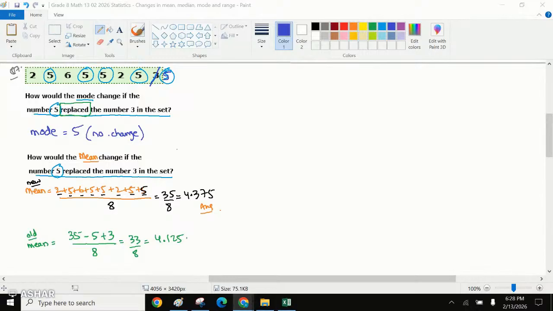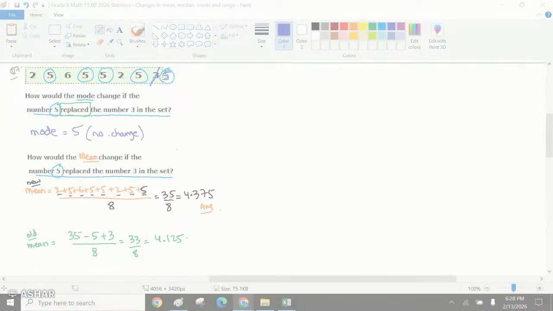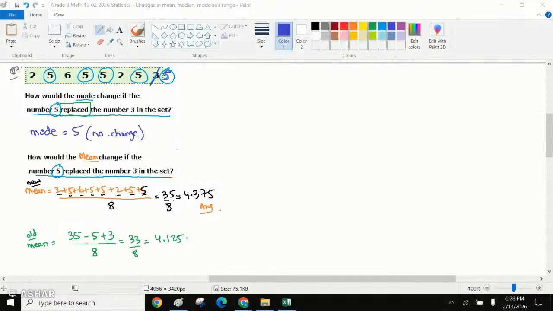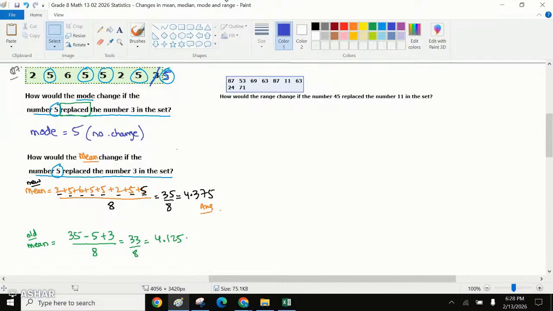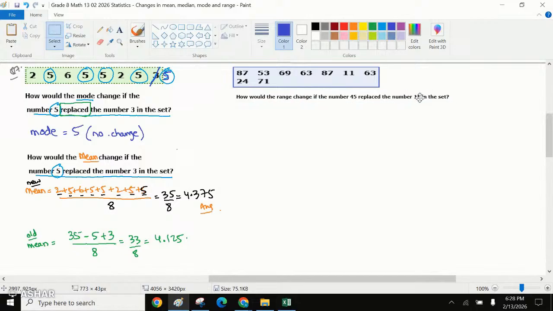For the next question, let's see what they're asking us. For these given 9 values, if a number is replaced. Okay. For the next question, it says, sorry, just a moment, please. If these were the given numbers, and if the number 45 replaces the 11, okay? So this is our question number 8.